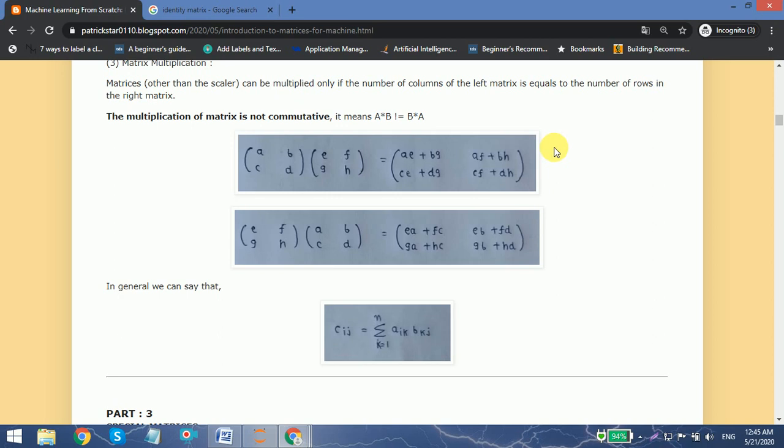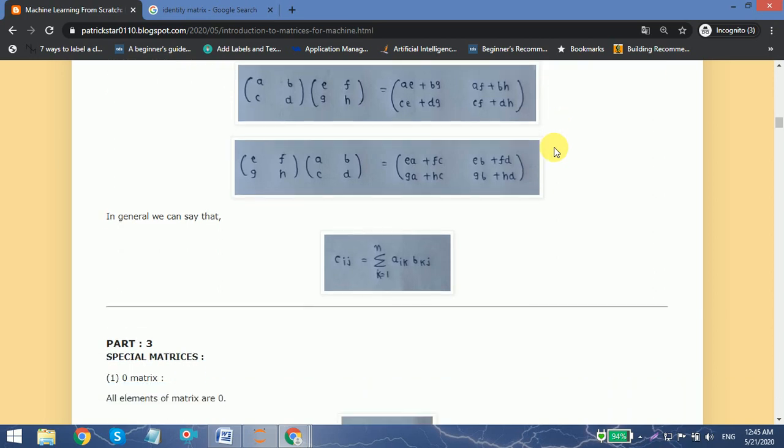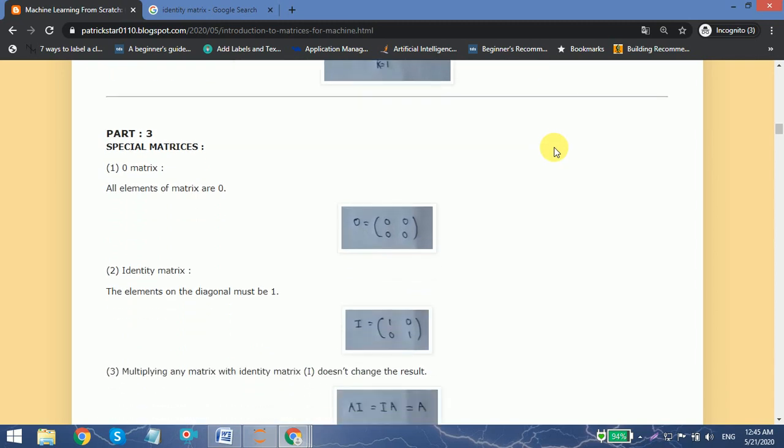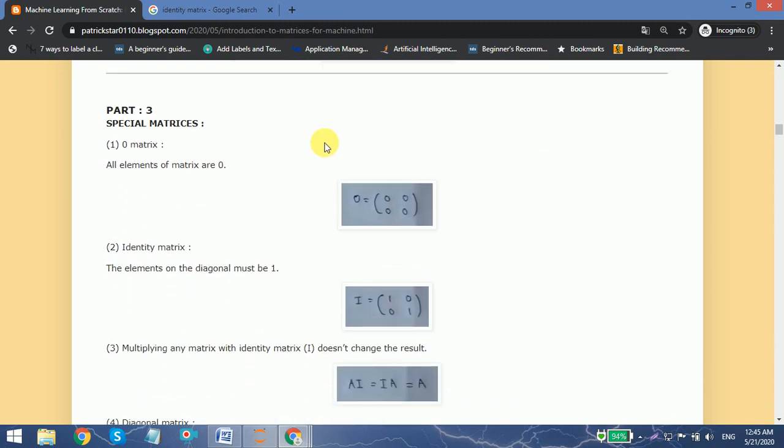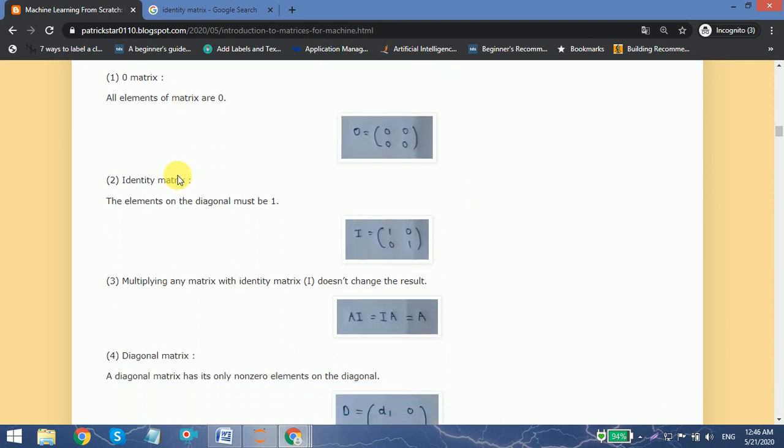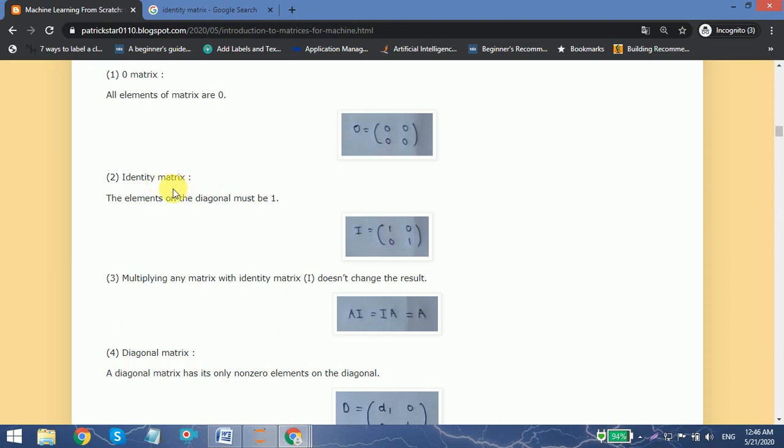Okay, so moving forward to the third part, that is special matrices. The first one is the zero matrix. If all elements of a matrix are zero, then it's called a zero matrix. That's pretty easy to understand. Next one is the identity matrix. The elements on the diagonal must be 1, and all the other elements, the rest other than the diagonal, must be equal to 0. Then it's called an identity matrix.